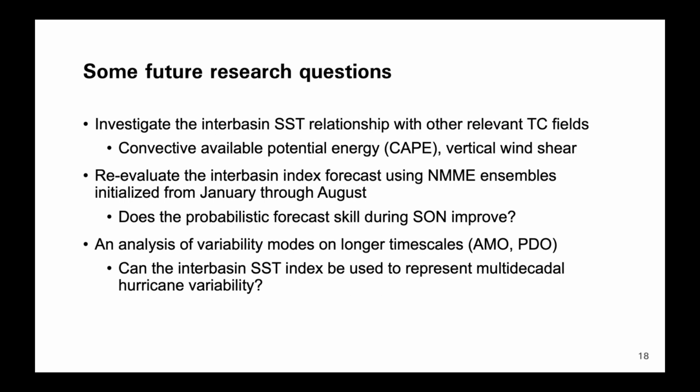So finally, some topics for exploration here include a further investigation into the Interbasin SST relationship with some other relevant tropical cyclone fields. It would be interesting to examine the role of the Interbasin SST relationship with specific environmental factors that modulate tropical cyclone activity in the Atlantic, for example, the relationship with CAPE or vertical wind shear. It would also be useful to reevaluate this interbasin index forecast using a full suite of NMME ensembles that have been initialized from January throughout August. It would be curious to see whether or not that probabilistic forecast skill would improve both in the early season or certainly during SON.